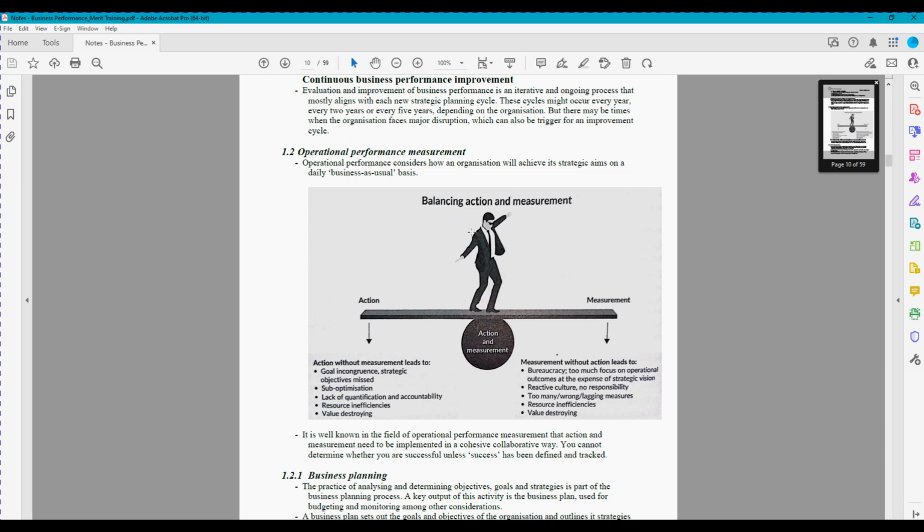So as part of operational performance measurement, it's all about balancing action with measurement, right? So for example, action without measurement leads to you going out and doing things without knowing what you're doing. You might be fixing the wrong thing or fixing something that doesn't need fixing, right? And that can lead to things like goal incongruence, sub-optimization, lack of quantification and accountability, resource inefficiencies, and value destroying.